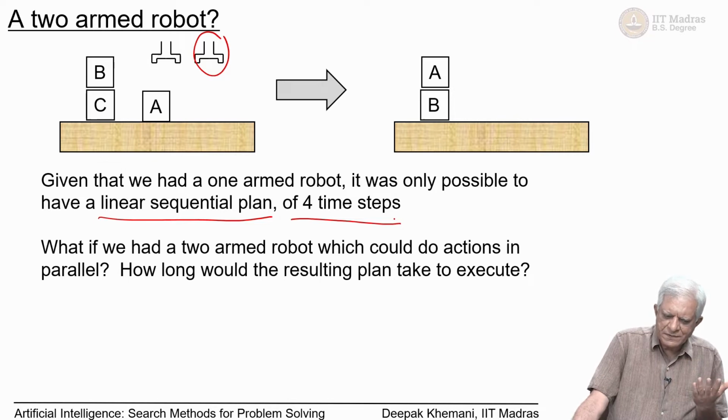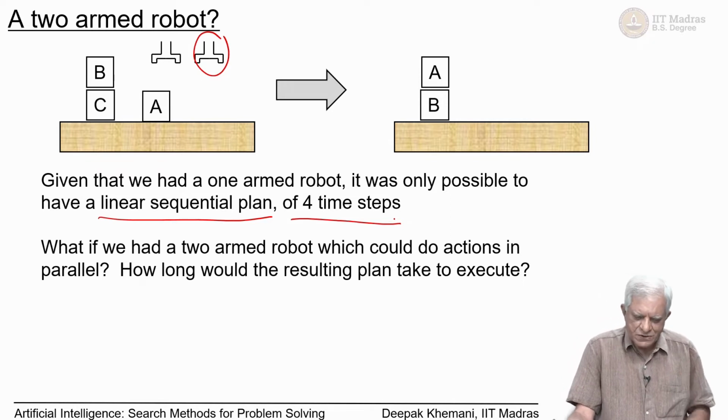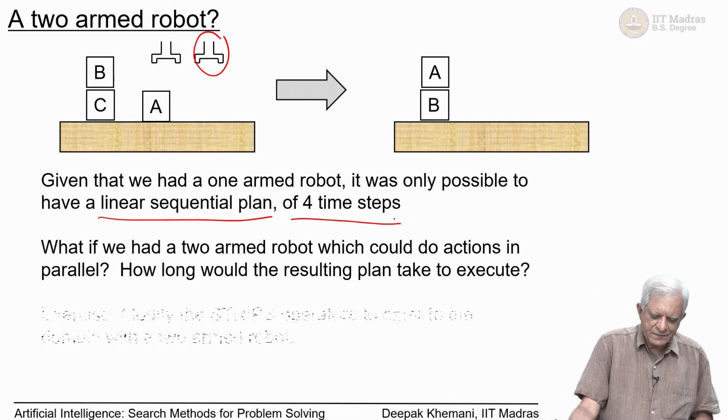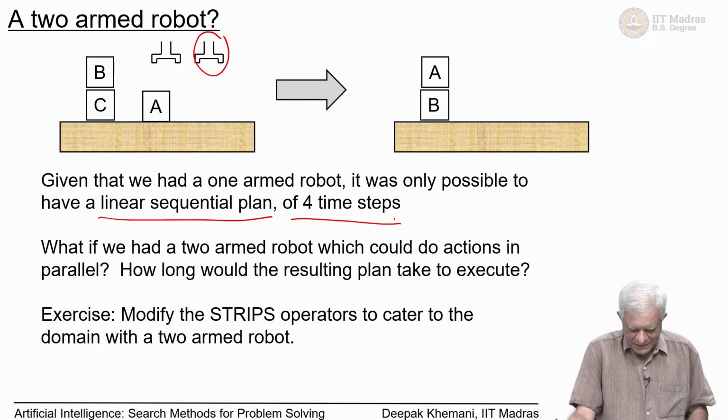What if there were 2 arms? You can think that maybe some of those things can be done simultaneously. For example, one arm can unstack B from C, the other arm can pick up A at the same time, and they can be done in parallel. So, the total duration of the plan could become shorter, and let us investigate a little bit of that. The first exercise is to modify the STRIPS operators to cater to a domain with a 2 armed robot. Let us start with that.